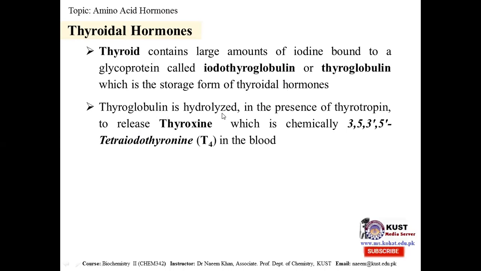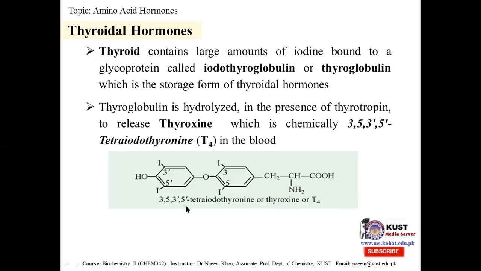Thyroglobulin, when hydrolyzed in the presence of thyrotropin, releases thyroxine, which is chemically 3,5,3',5'-tetraiodothyronine, T4, in the blood. Actually, this is the hormone T4. The thyroid gland contains thyroglobulin, which is hydrolyzed, releasing the T4 hormone, that is, tetraiodothyronine.